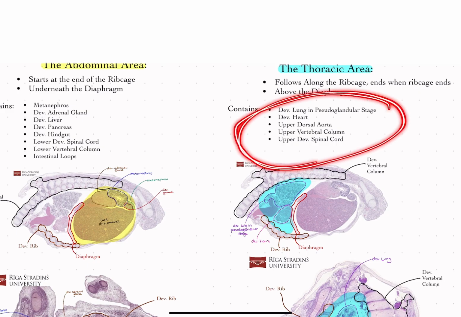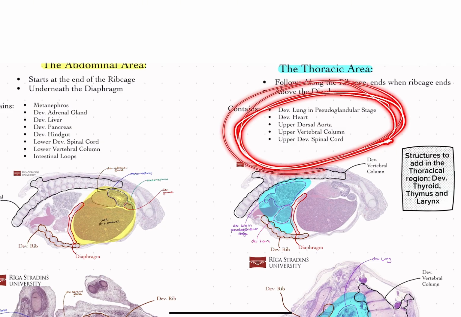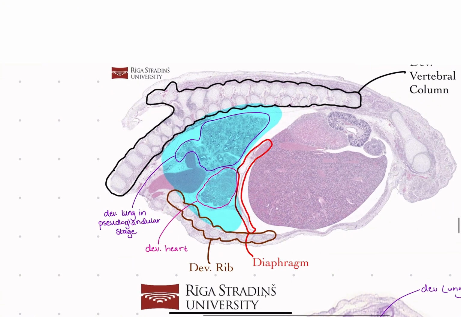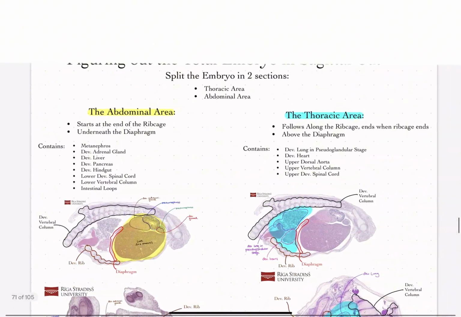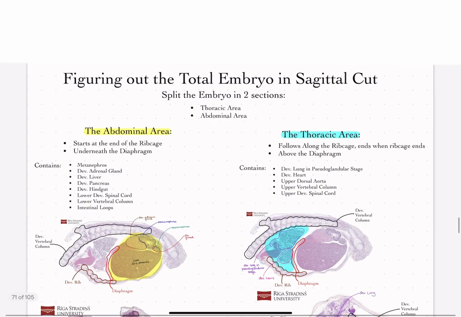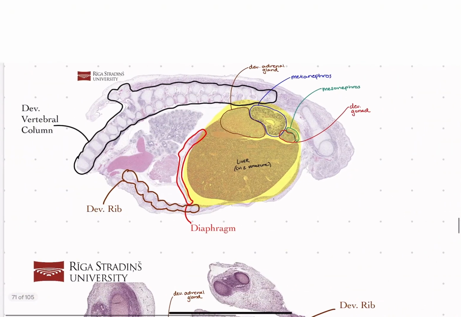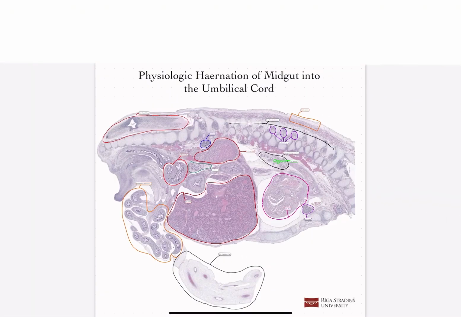There are some additional structures I would like to add in here. I can't think of them off the top of my head, but we'll add it in later in post. Okay, so that's what I wanted to say regarding how to identify where you're at in the body. Now we can actually get into the different organs for each area of the body.